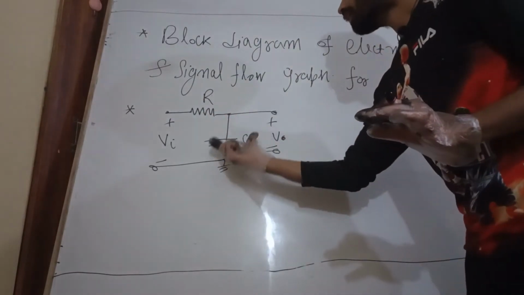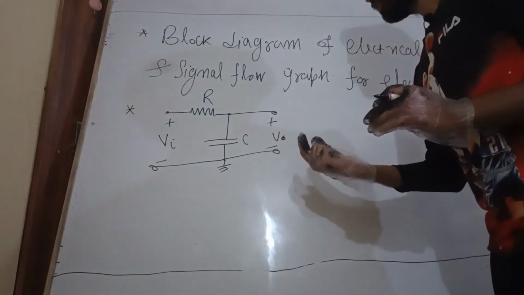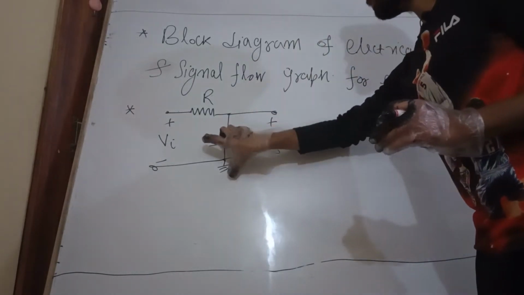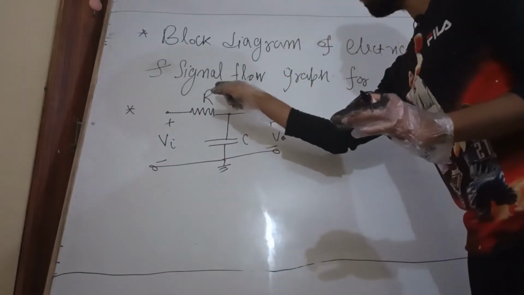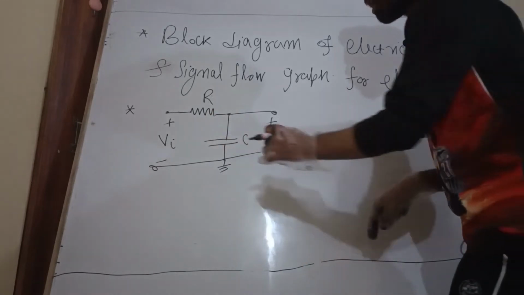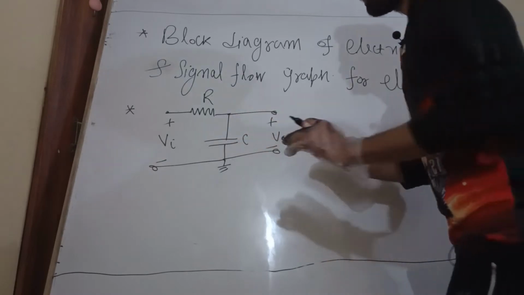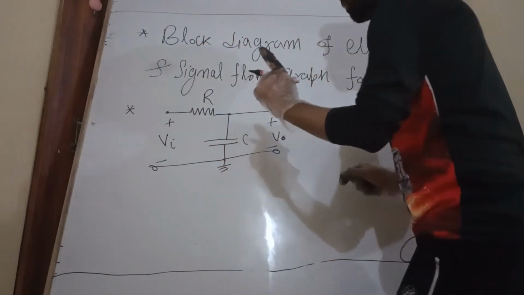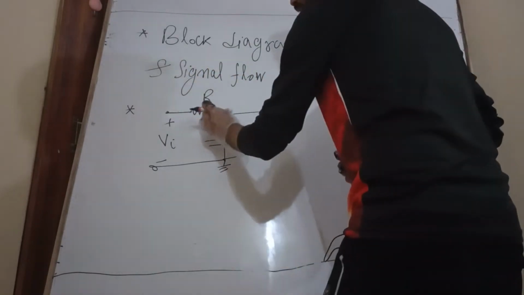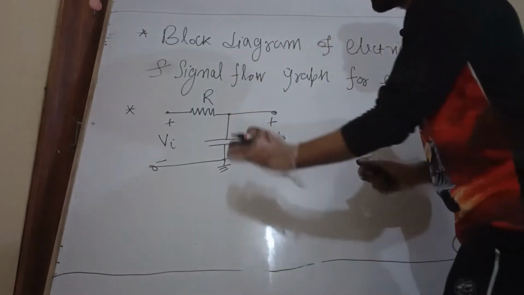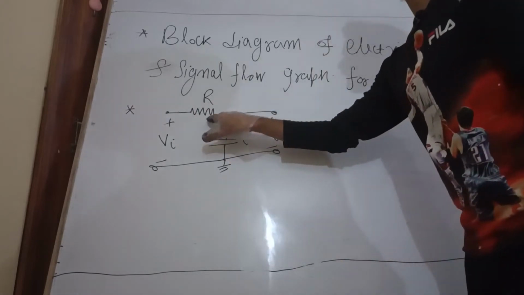For converting the electrical network into a signal flow graph, first of all we have to count how many electrical elements are there. One, two. Every electrical component represents one variable. How many variables? Two variables. How many components? Two. So the number of variables is equal to the number of electrical components.